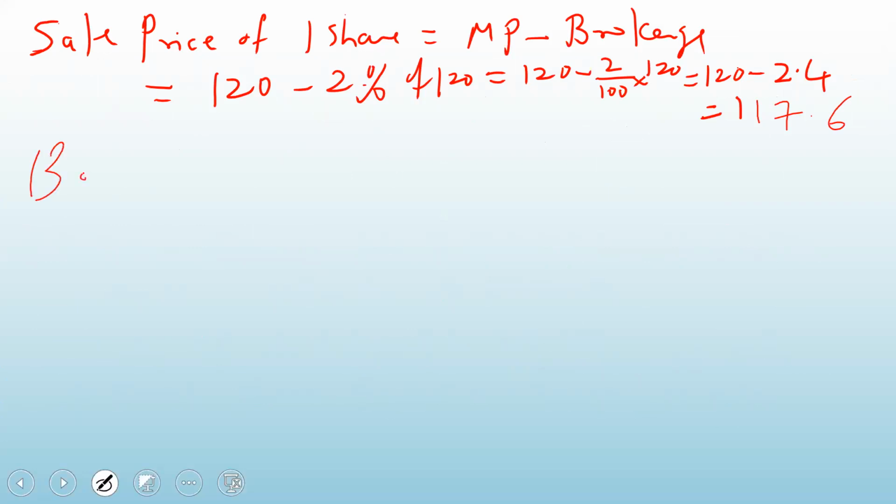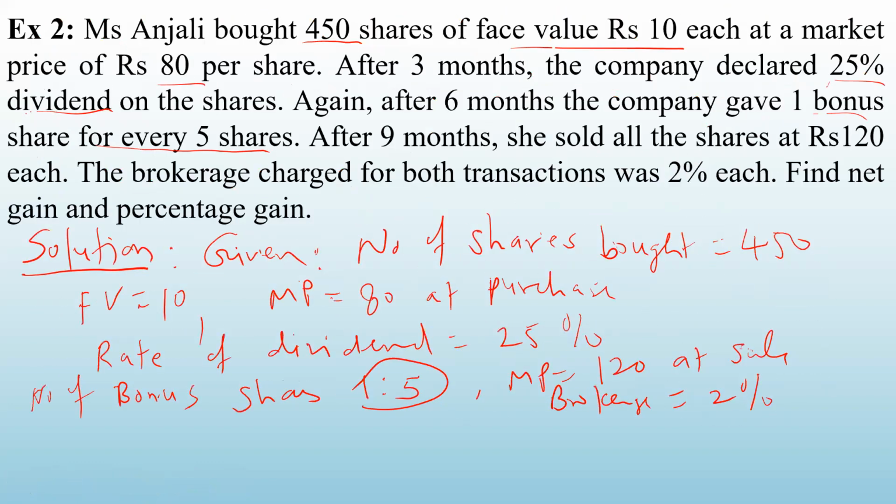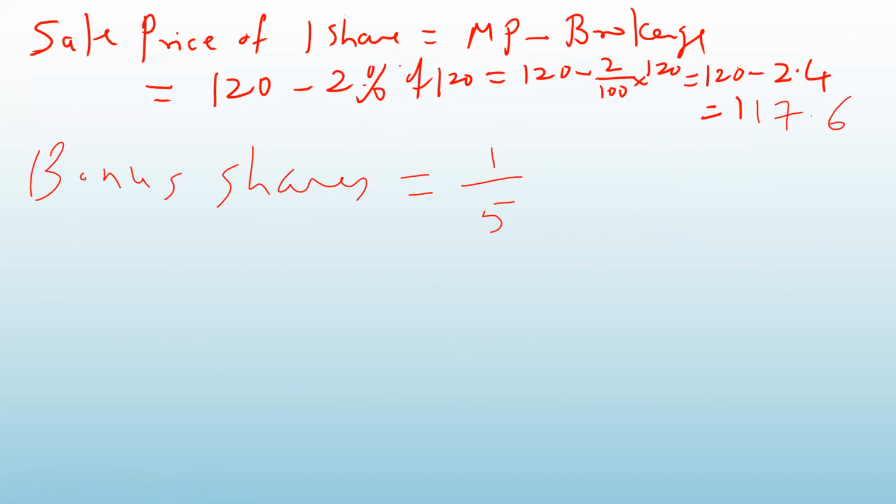So bonus shares is 1:5, 1/5. She is getting bonus shares in the ratio 1:5. If she is having 5, then she'll get 1. How many was she having? 450. 1/5 into 450. How many bonus shares? 90. She got 90 bonus shares.